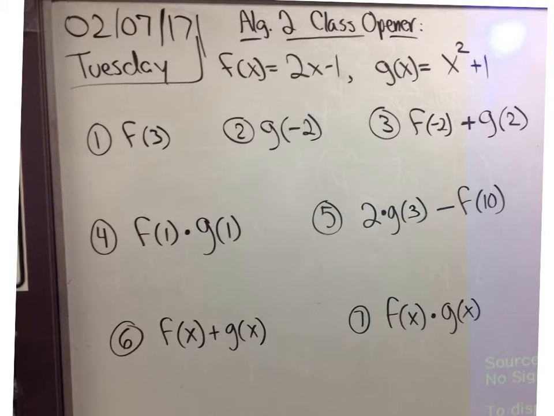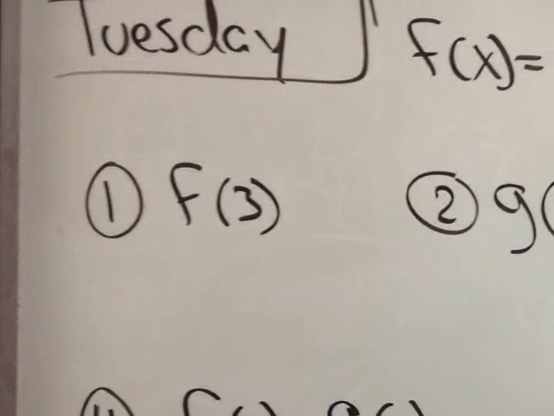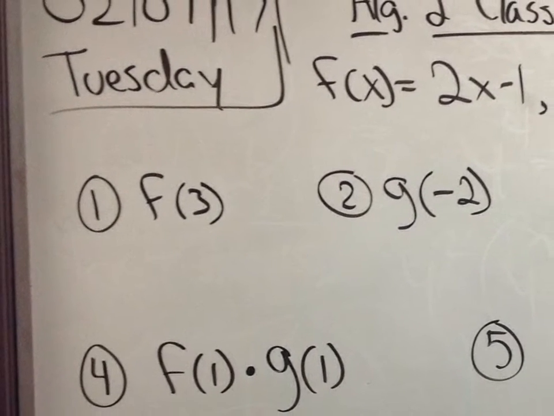So as you can see, guys, on this class opener, we're dealing with two functions, f of x and g of x, and they're asking us to do different things with these functions. So this right here is just notation, f of 3, that's how you read it. All you got to do is plug in 3 into your f function.